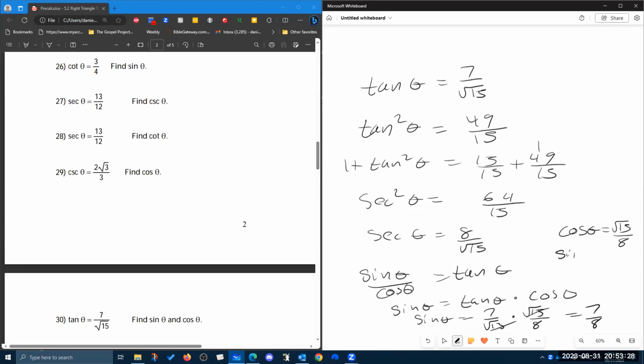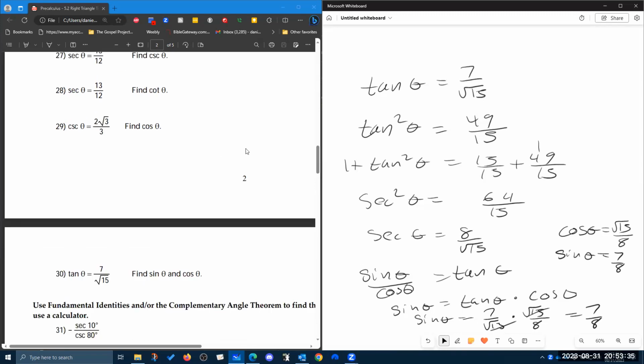So there we go. That's it for this section. Next time we'll come back and solve some problems with the complementary angle theorem.